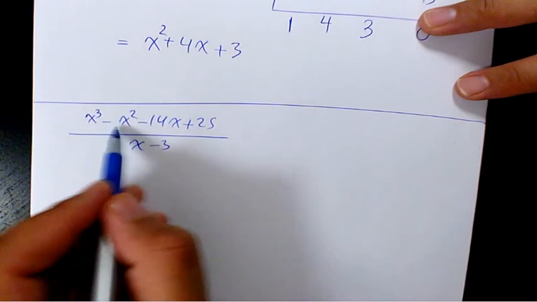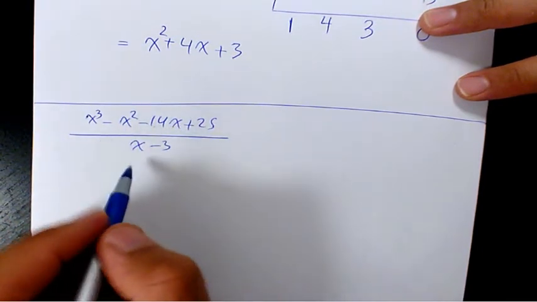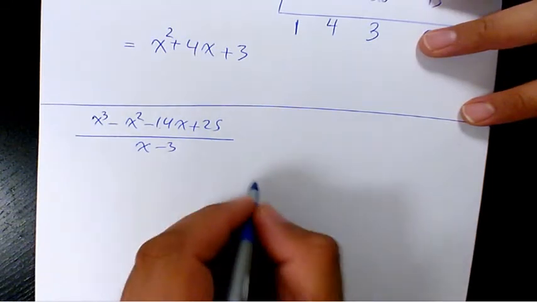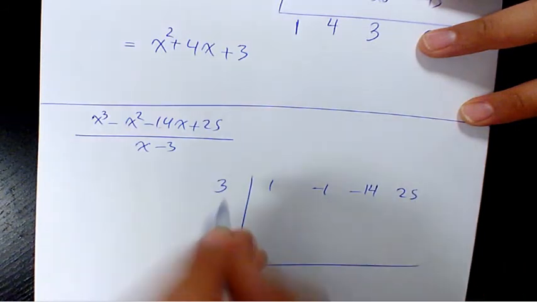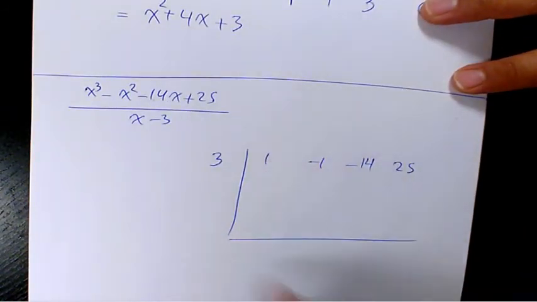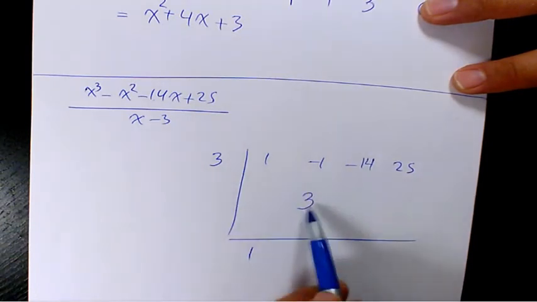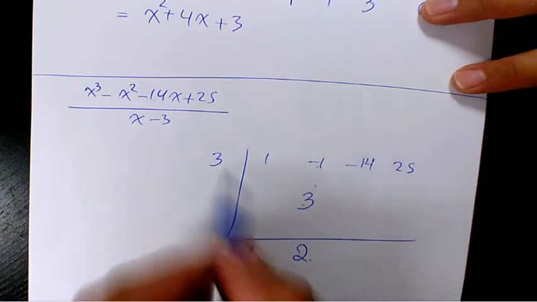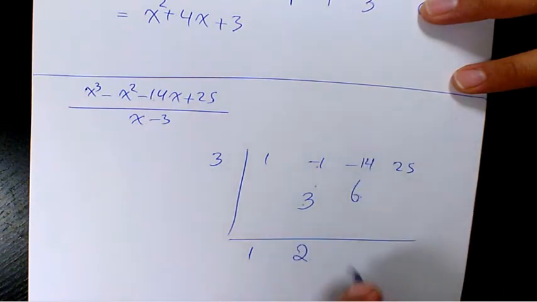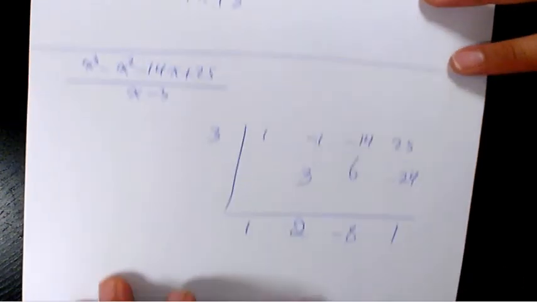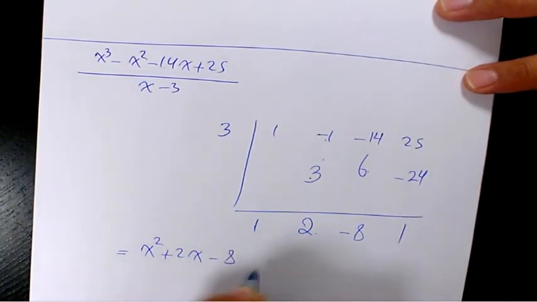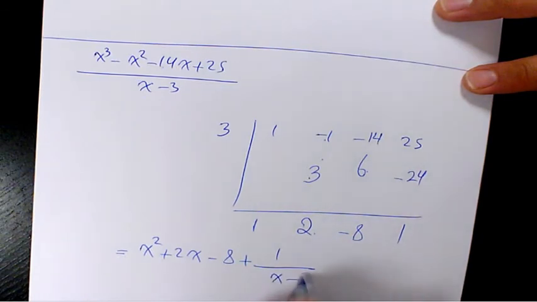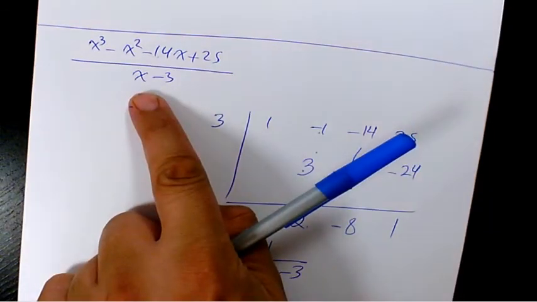Next one, x cubed minus x squared minus 14x plus 25 divided by x minus 3. So what we have, 1, negative 1, negative 14, 25, and here we have 3. So what you need to do, we need to bring this one down. 1 times 3, 3. 3 plus negative 1 is going to be 2. 2 times 3, 6. 6 plus negative 14 is going to be negative 8. Negative 8 times 3 is going to be negative 24, which added to 25 will be 1. So the remainder is 1. So we have x squared plus 2x minus 8 plus 1, which is the remainder, divided by x minus 3, which is the divisor here.